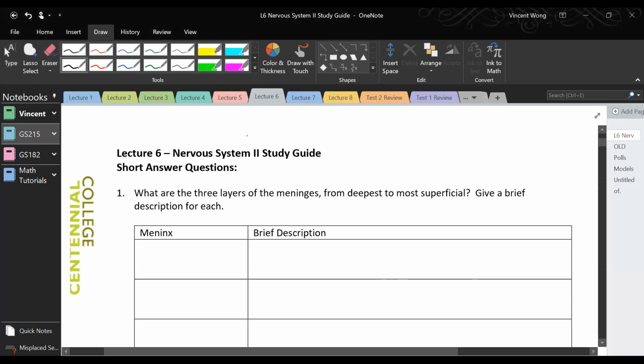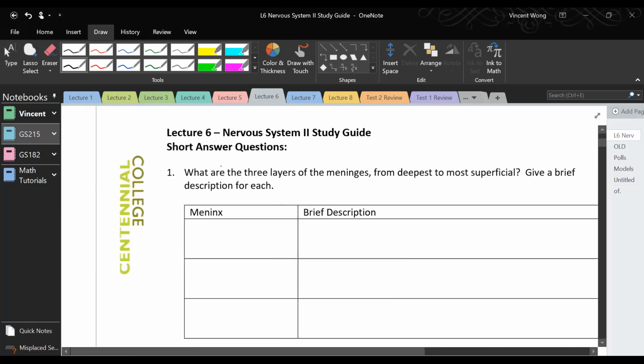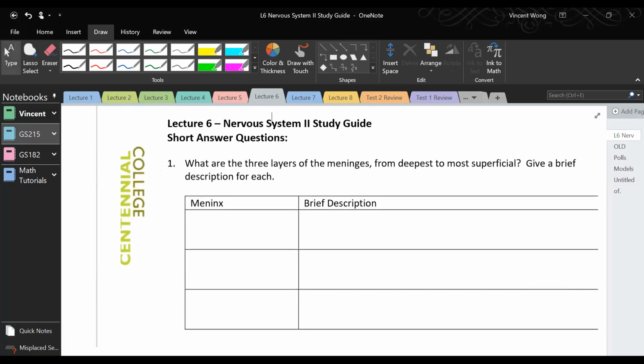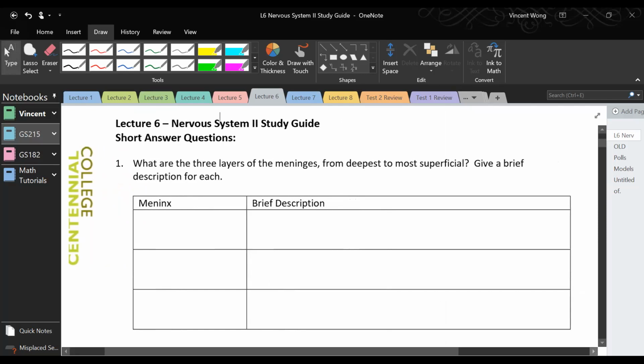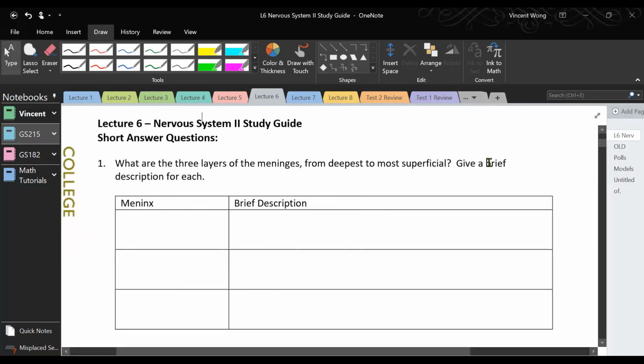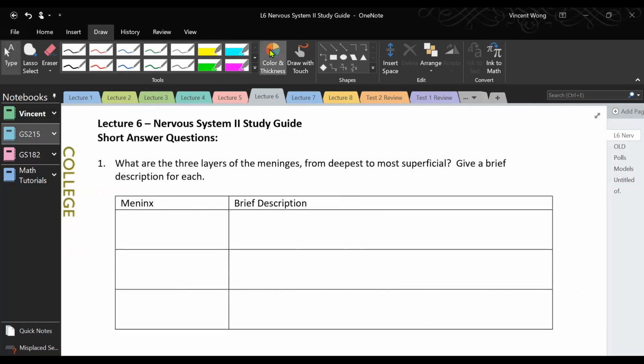So here is your lecture 6 study guide. The camera's not working for some reason, but that's okay. We'll just go ahead and do this.